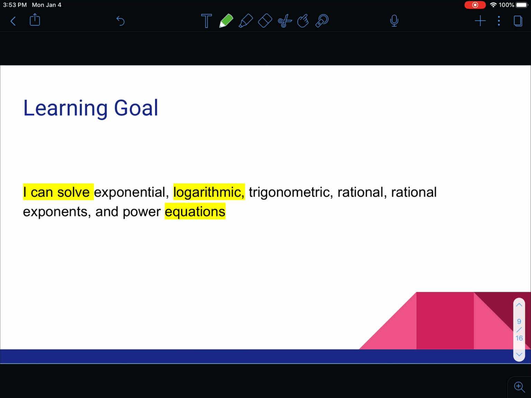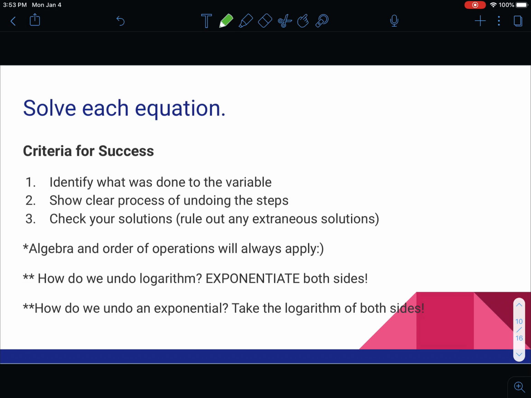So our learning goal today is just like we did with 5.1, except for today, we're going to be solving logarithmic equations. We started with exponential and now we're moving into logarithms. Our criteria for success, we talked about this a bit last class. The first thing you want to know is what was done to the variable. And then we're going to show a clear process. How are we going to undo those steps? Our goal here is to isolate the variable and find the solution.